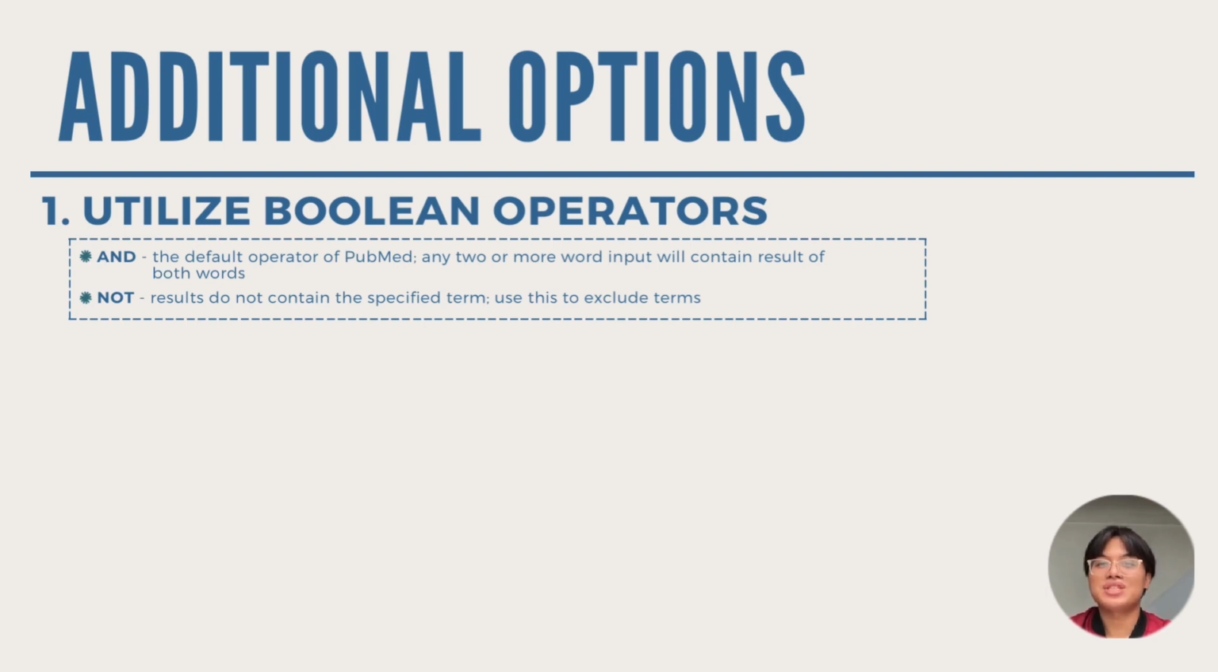As previously mentioned, AND, or OR, is the default operator of PubMed, any two or more word input will contain results of both words, while the NOT operator results do not contain the specified term. Use this to exclude terms.